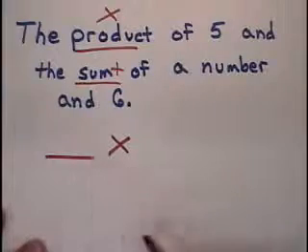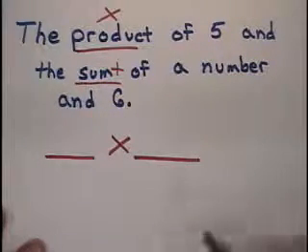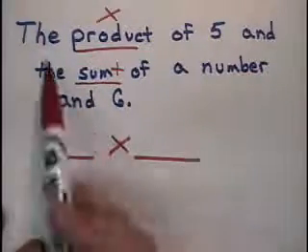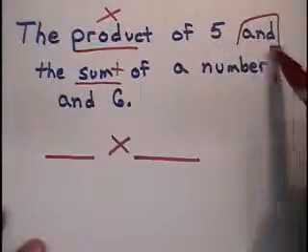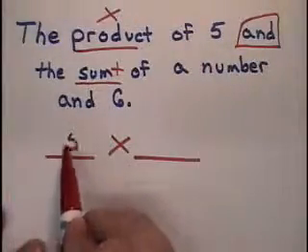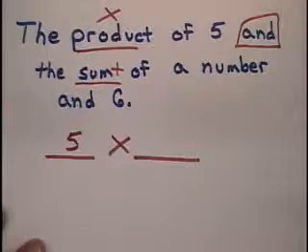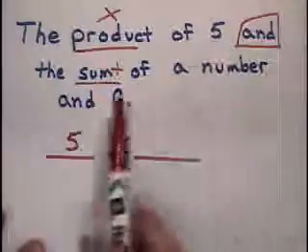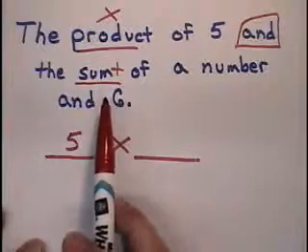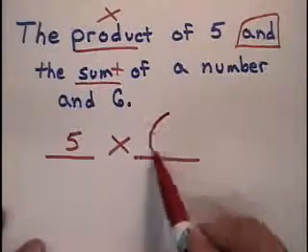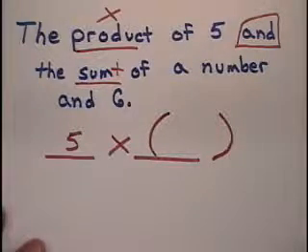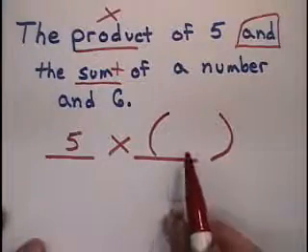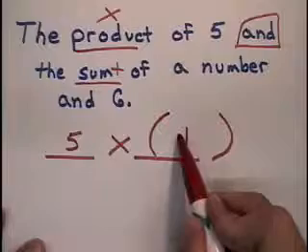So I need to figure out what goes on the left of my multiplication and what goes on the right. If we find the word and, we can figure out how to separate left and right. The product of 5 and, there's our trigger word. 5 is going to go on the left of the multiplication symbol. What's going to go on the right of the multiplication symbol? A sum. I'm going to multiply 5 times a sum. Sum is the answer to an addition problem. I need to show parentheses here. I don't know what that answer is until I find it. So I can't multiply 5 times the answer until I find the answer to this addition problem.